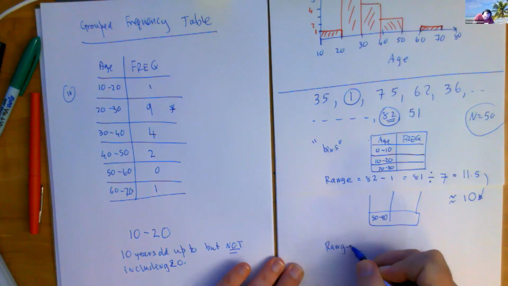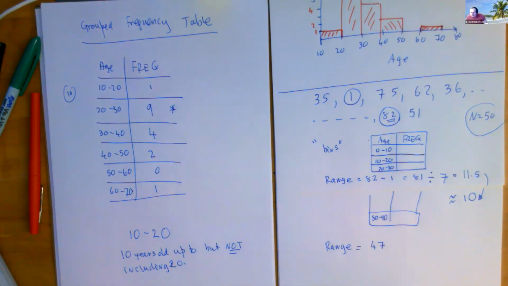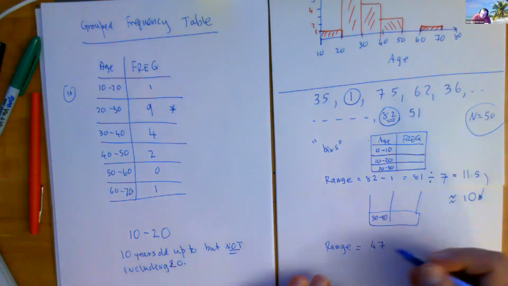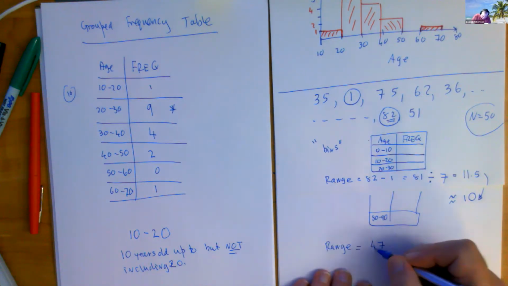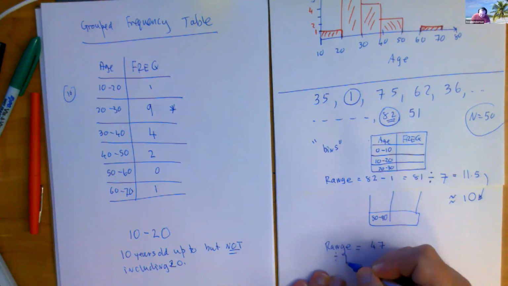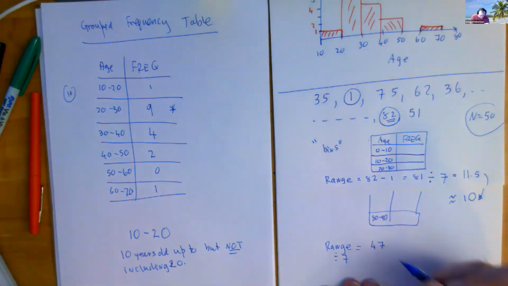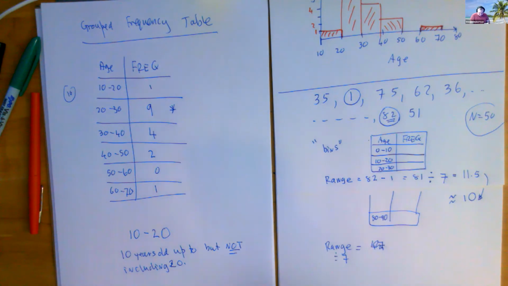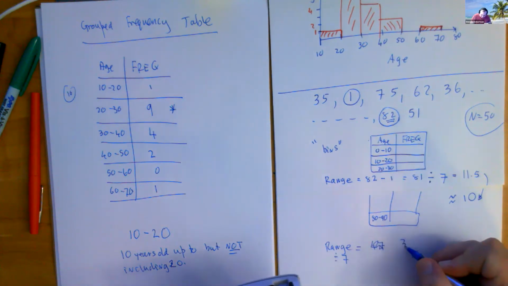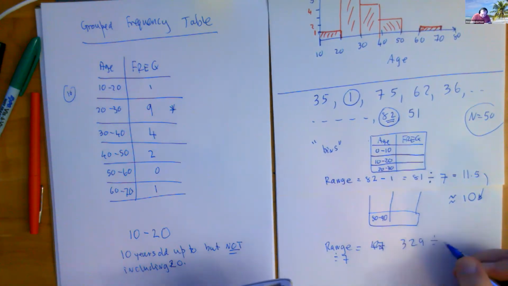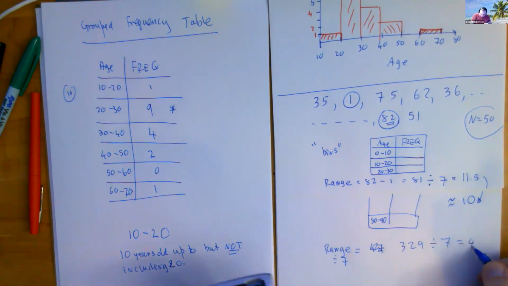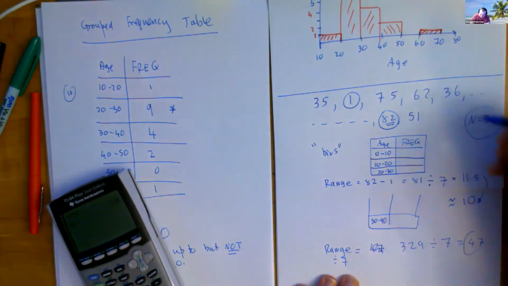Suppose I did the range and it ended up being 47, right? Oh, sorry, not 47. Suppose I did the range and I divided the range by 7 and I got 47. So what would that be? Hold on a second, I'll tell you what you got. 47 times 7. I got 329, right? And I divided it by 7 and I got 47, right? That's this magic number here.